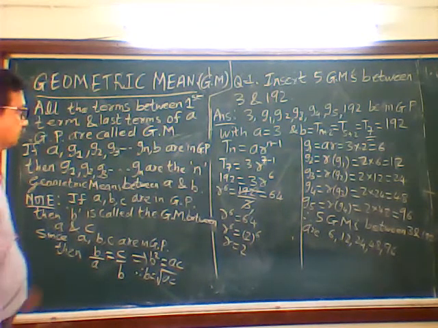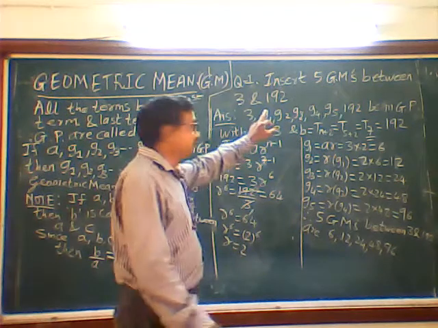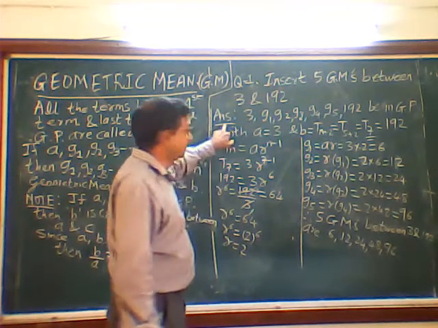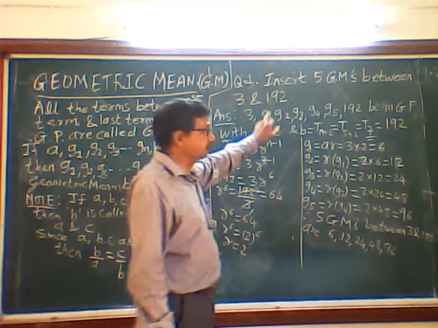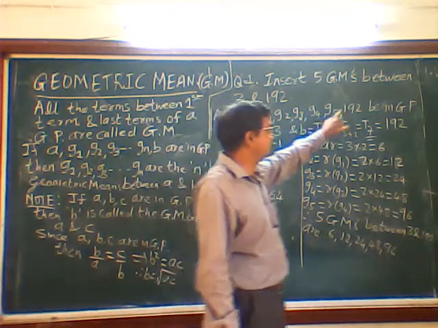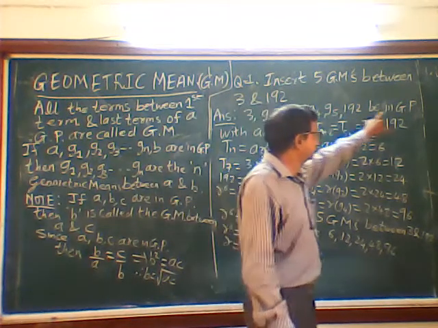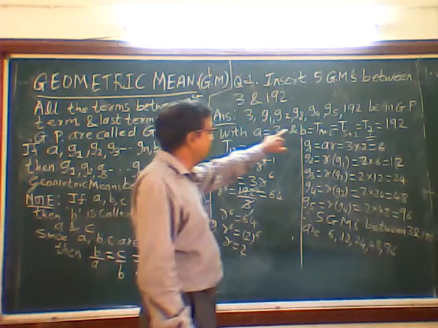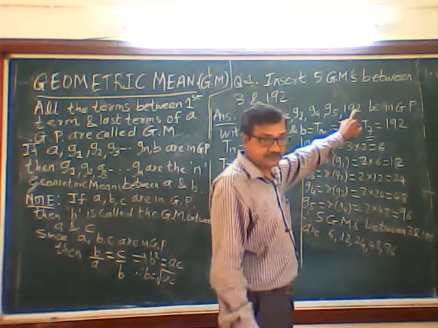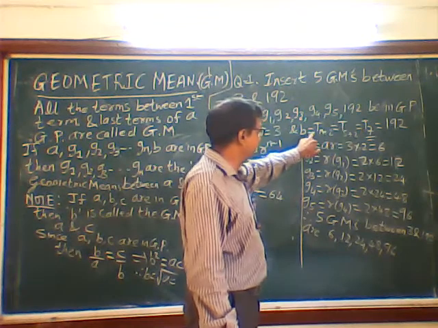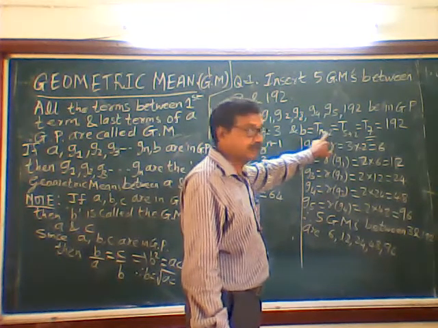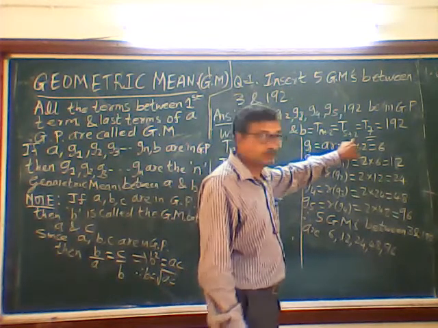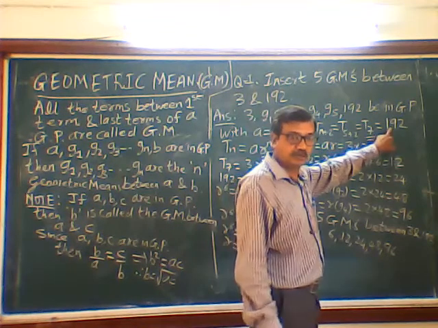Fine. Yeah, again I'll explain the problem. Insert five geometric means between 3 and 192. Answer: 3, G1, G2, G3, G4, G5, 192 are in GP, with A equal to the first term 3 and B equal to the last term. So B is equal to T n plus 2. N stands for five geometric means. 5 plus 2. That is T7 is equal to 192.